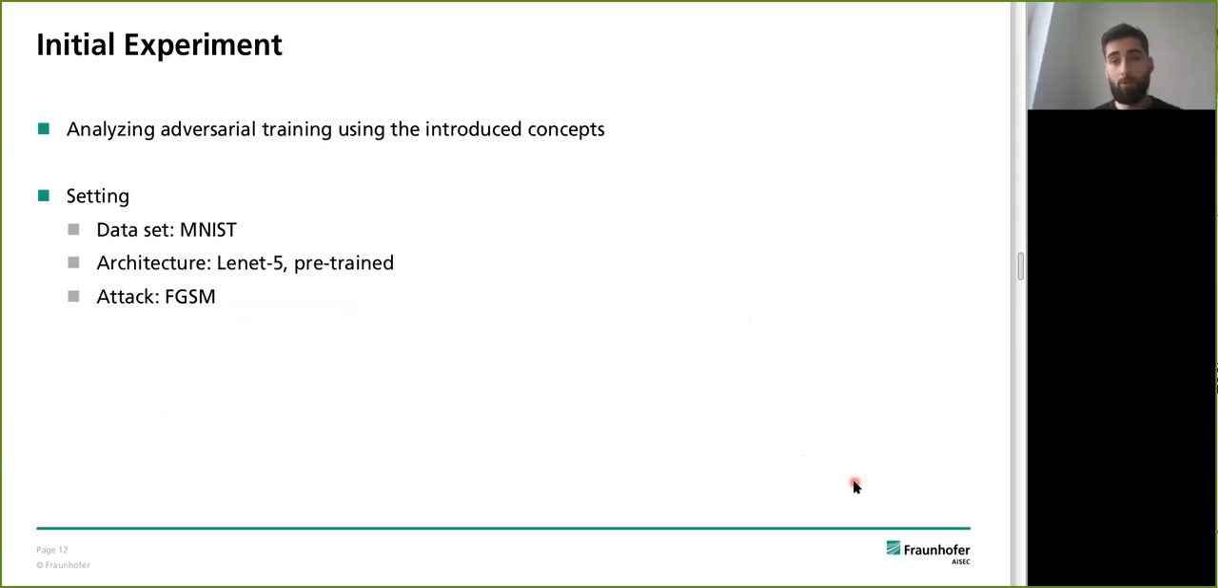Based on those 2 metrics which I introduced earlier, ET and EN, we made first experiments with adversarial training, and we wanted to see how those 2 values react to adversarial training. Let me introduce you to our experiment setting here. We performed experiments with the MNIST dataset. We pre-trained a target neural network based on the LeNet 5 architecture, and later we performed an attack on this adversarially trained neural network using FGSM.